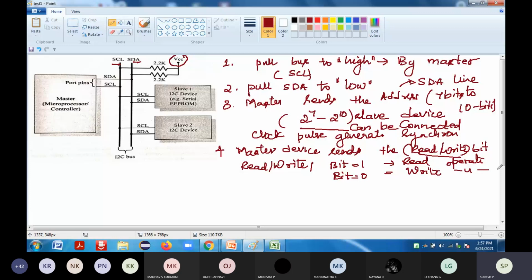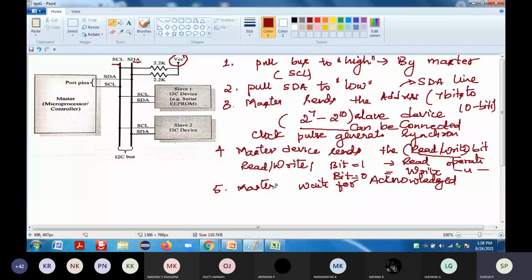Now the fifth step is that the master waits for the acknowledgement. It will wait for the acknowledgement, and it is going to initiate either a read or write, depending upon the bit it is going to receive. If the bit is 1, it is a read operation. If the bit is 0, then it is going to be a write operation.